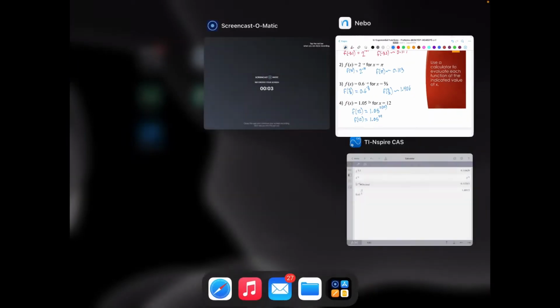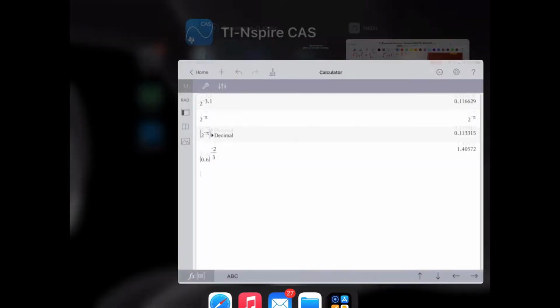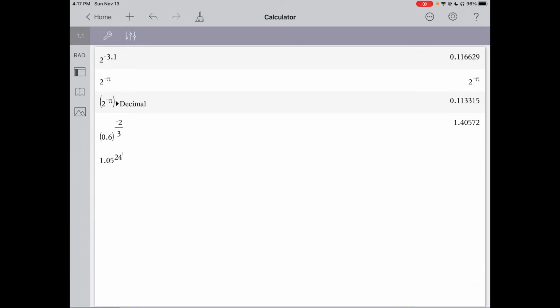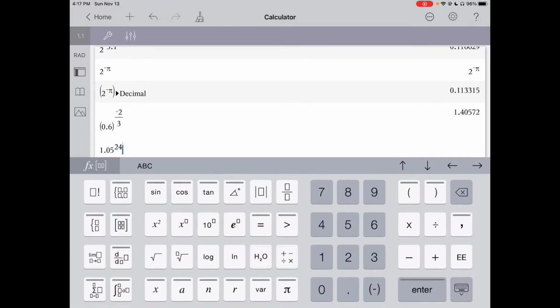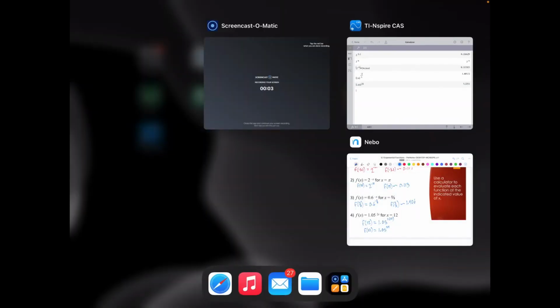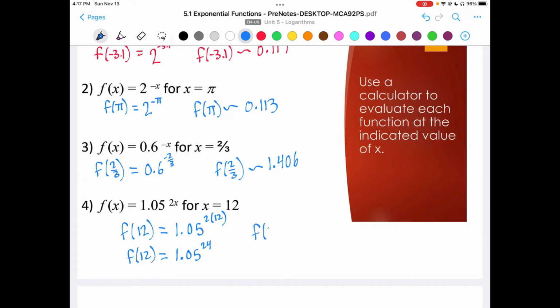Okay, 1.05 to the 24. I hit enter, and I get 3.225. Okay, so finding indicated values of x given an exponential function, not that big a deal, just plugging things in. We've had quite a bit of practice with that.